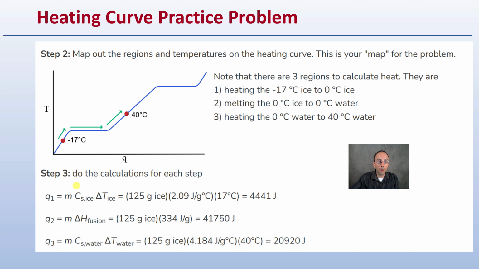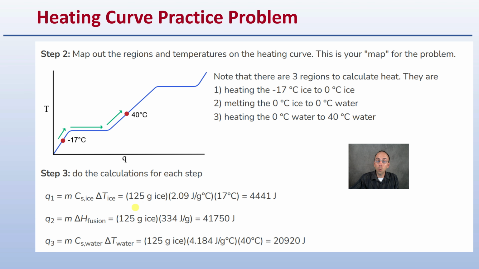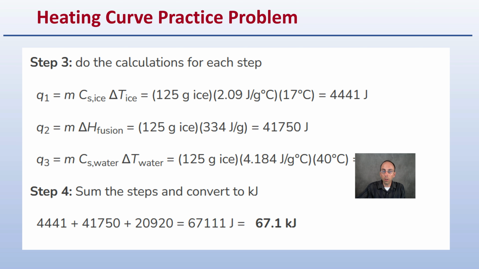So after we go through that, to do calculations for each step, we were given the grams of ice, because again, it was 5 cubes at 25 grams each. We've got 125 grams of ice essentially, and we're plugging in our different values here. Again, the mass is going to stay consistent. Our heat of fusion, our temperature of the water, and our givens, our knowns, are all going to change. So that's what we're plugging in, and we're calculating the joules for each of those different heating curve steps. Here's a zoom in.